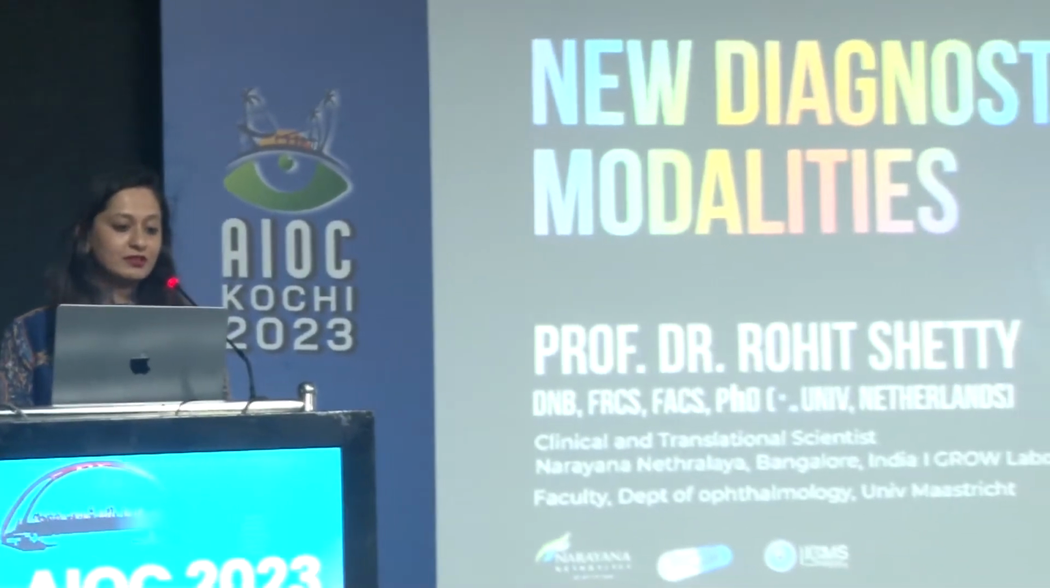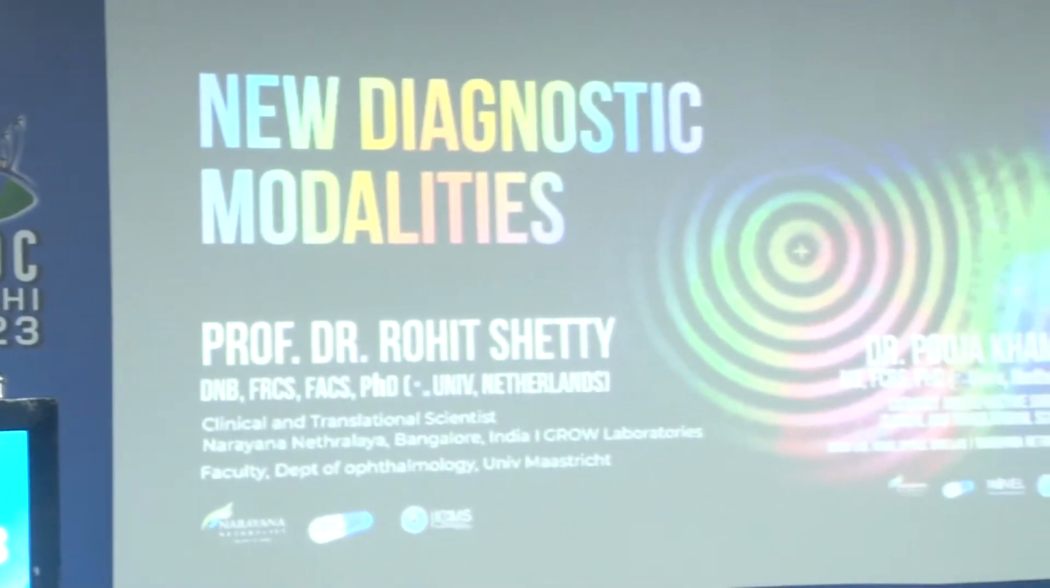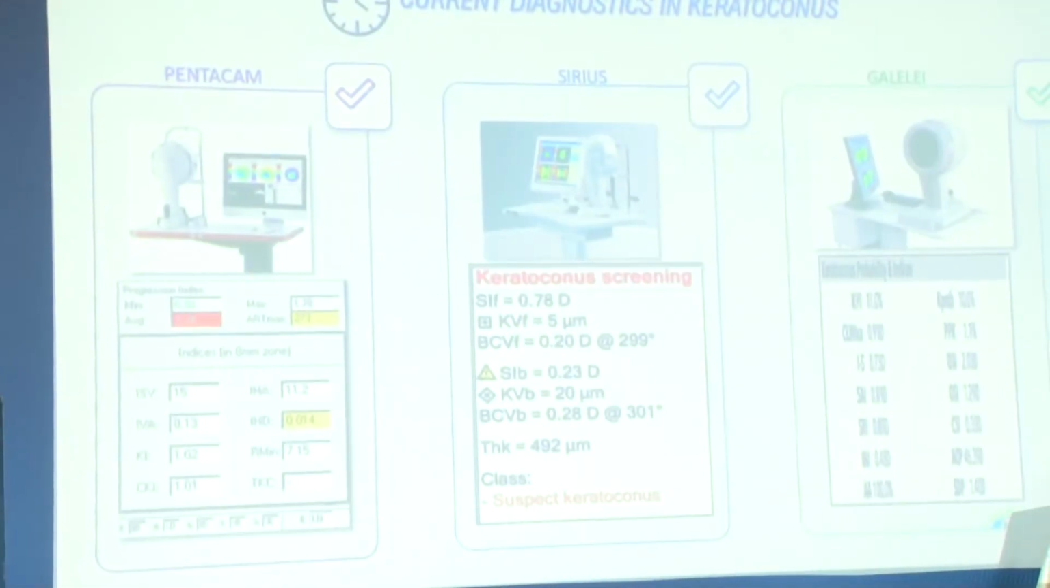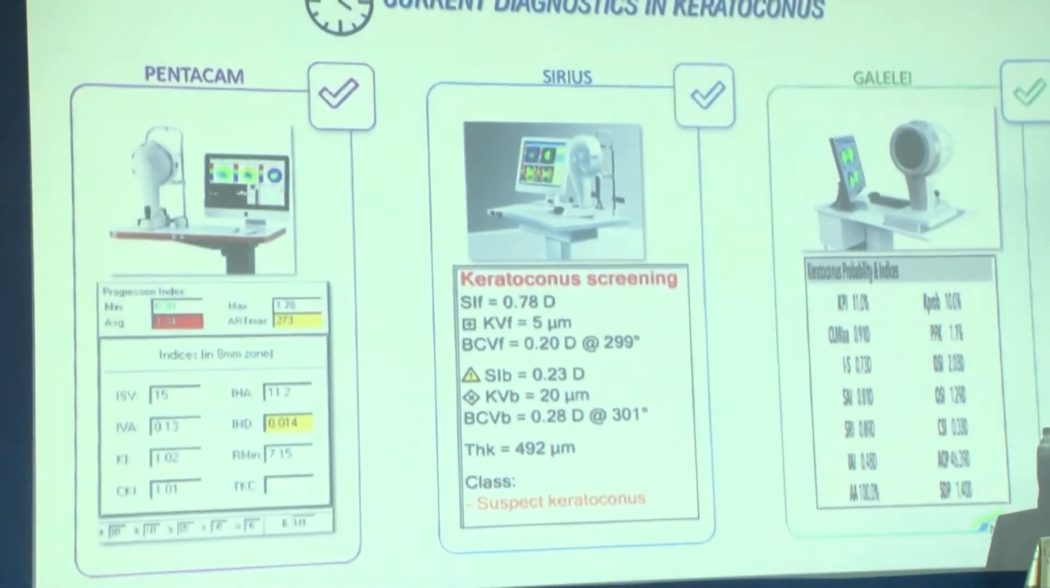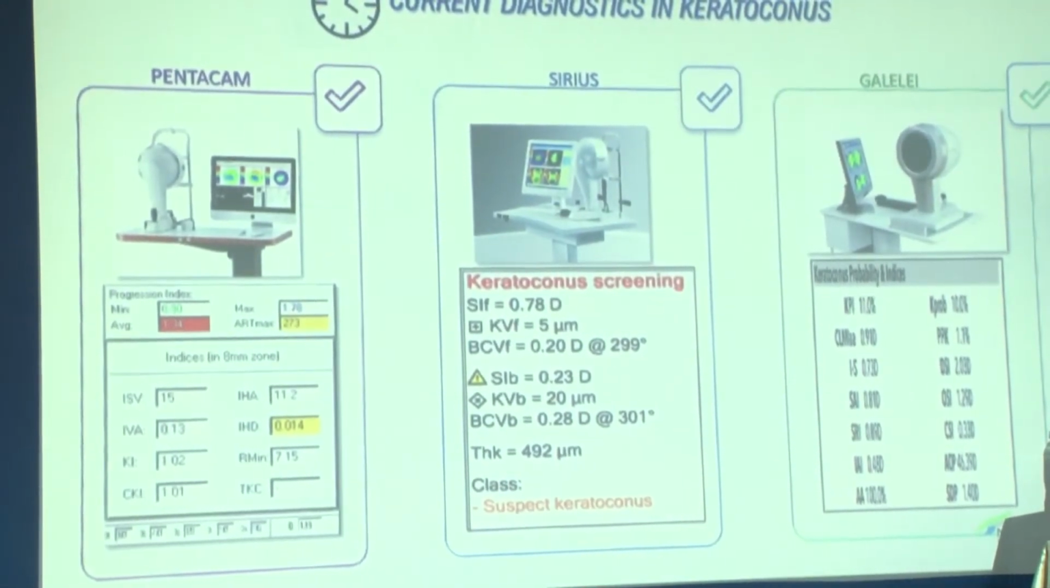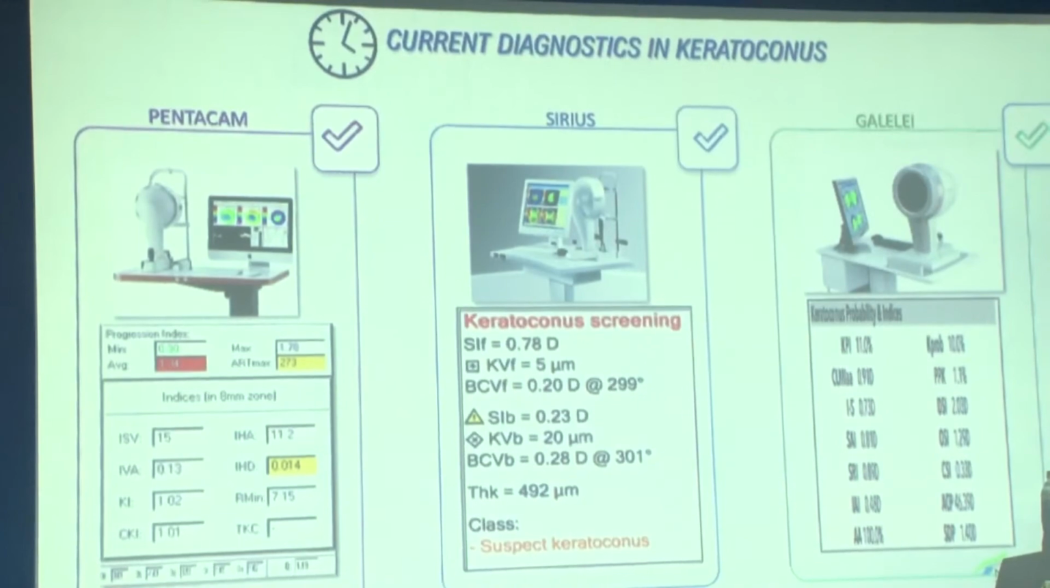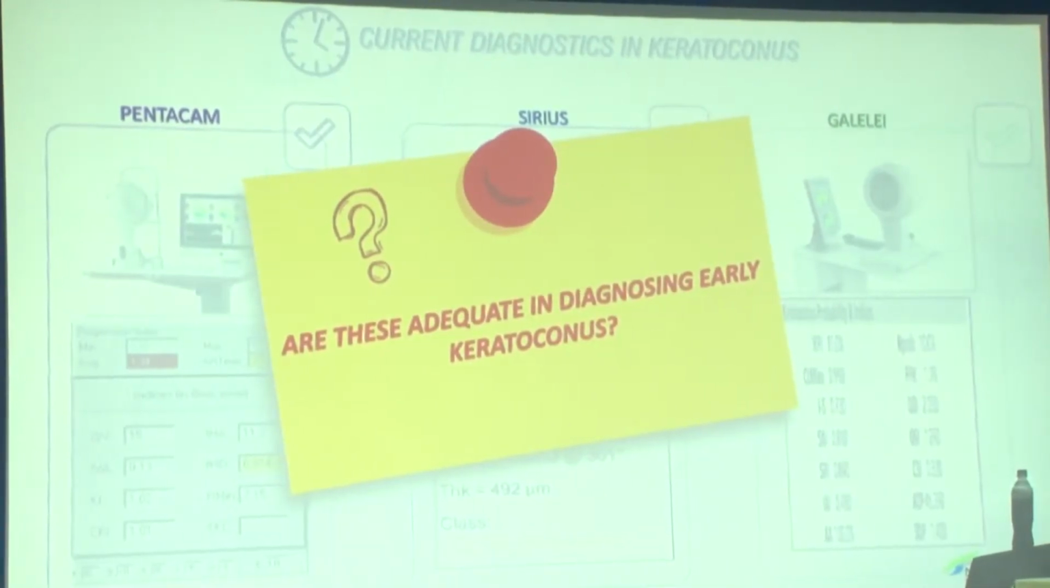So the topic here is newer diagnostic modalities in keratoconus. We do know that we have already existing technologies like Pentacam, Cirrus, and Galilei, which give us beautiful indices when it comes to diagnosing normal, suspect, and keratoconic eyes. So they are there, but is this enough?